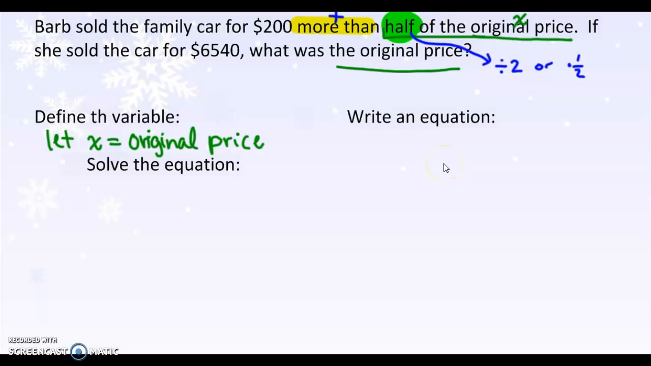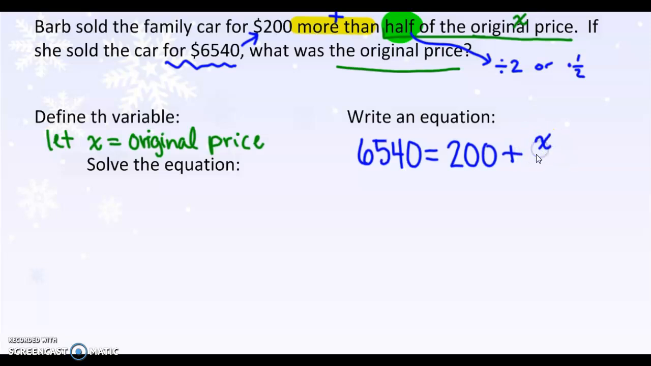So let's set this up. She sold the family car for $200 more than half the original. That means what she sold the car for is going to be equal to the $200 more than half the original price. $6,540 is going to equal 200 more than half the original price. The original price divided by 2.